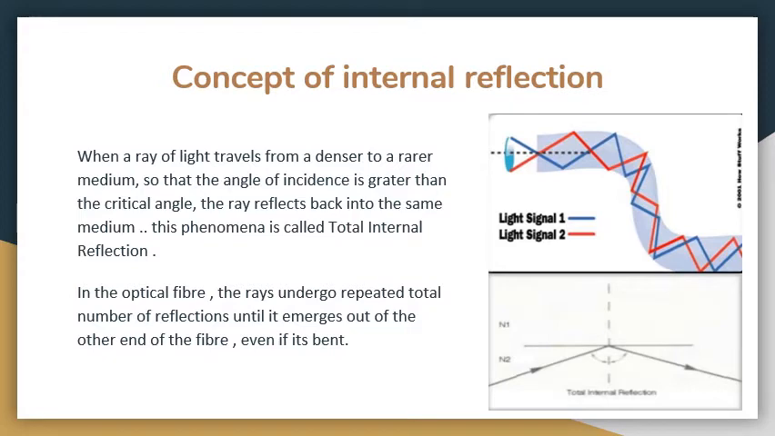The concept of internal reflection: when a ray of light travels from a denser to a rarer medium, so that the angle of incidence is greater than the critical angle, the ray reflects back into the same medium. This phenomenon is called total internal reflection. In the optical fiber, the rays undergo repeated total internal reflections until it emerges out of the other end of the fiber. Even if it's bent, it doesn't matter.